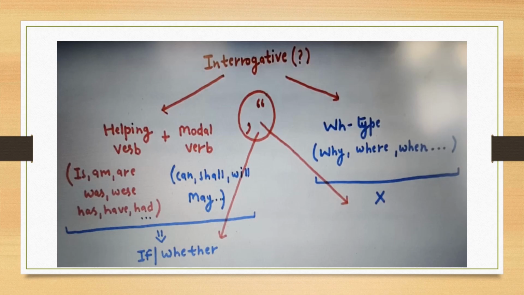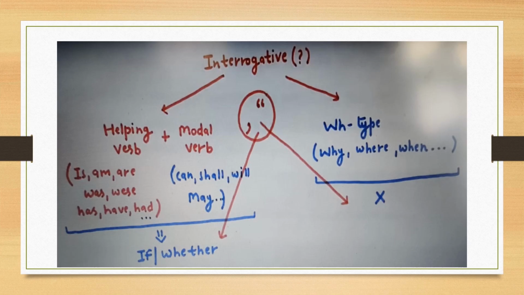Look at the circle that I have made, comma and double inverted comma. When in any interrogative sentence talking about the reported speech, if it starts with a helping verb or a modal verb, it would be replaced by if or whether. And talking about WH type question, that is why, where, and when, in an interrogative sentence in reported speech, we will not be making any changes. It would be as it is. We'll look into the example so it would be easy for you to understand.